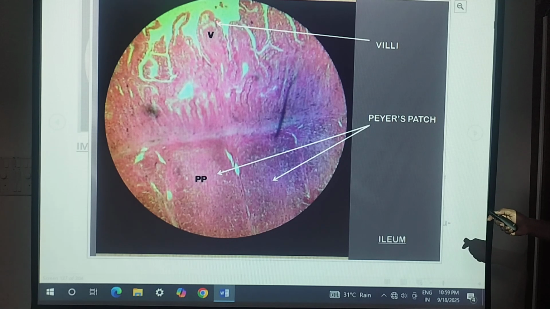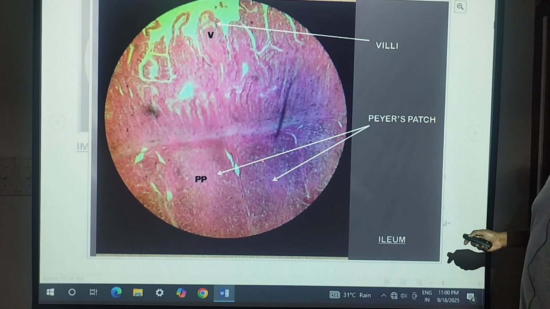The lining epithelium is simple columnar epithelium. You are seeing plenty of goblet cells, and then most importantly in the submucosa you see the Peyer's patches, which are nothing but large aggregations of lymphatic follicles. So if you see villi and Peyer's patch, you can conclusively say that this is a slide of ileum.